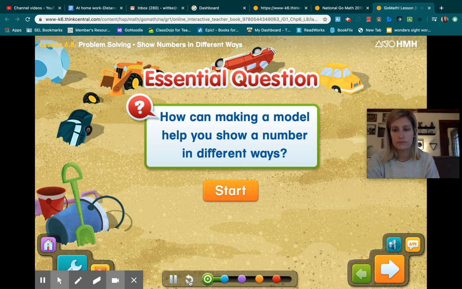How can making a model help you show a number in different ways? So we're going to be making models to show numbers in different kinds of ways. Remember back a couple lessons ago, we showed the same number like 3 or 4 different ways. So I'm guessing that that's what we're going to be working on today. Let's get started.